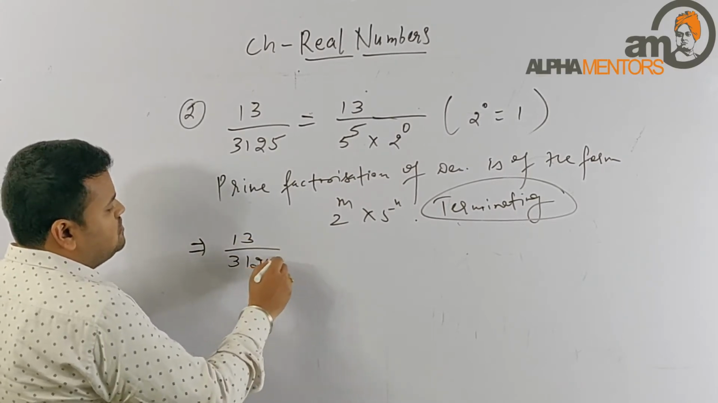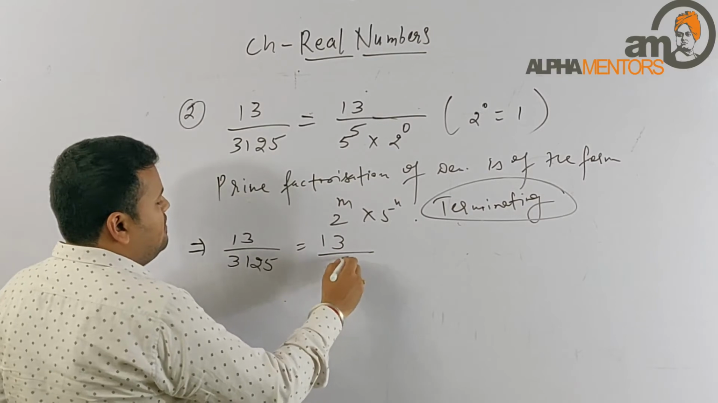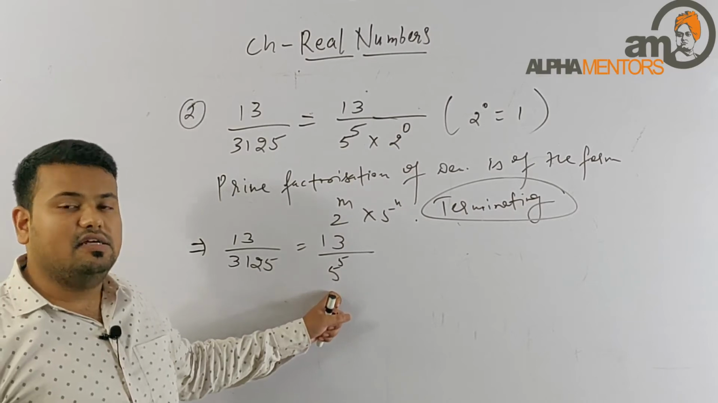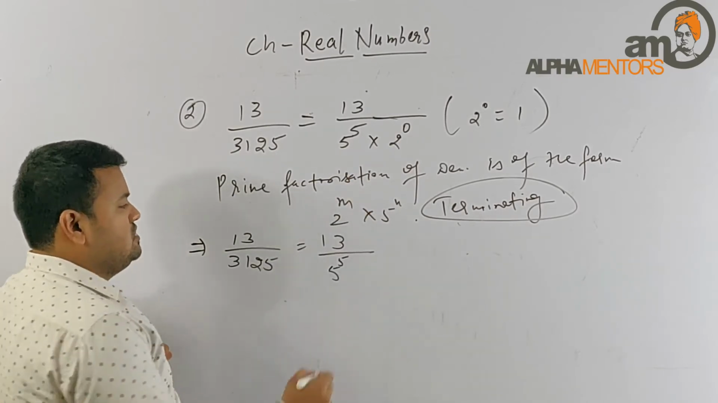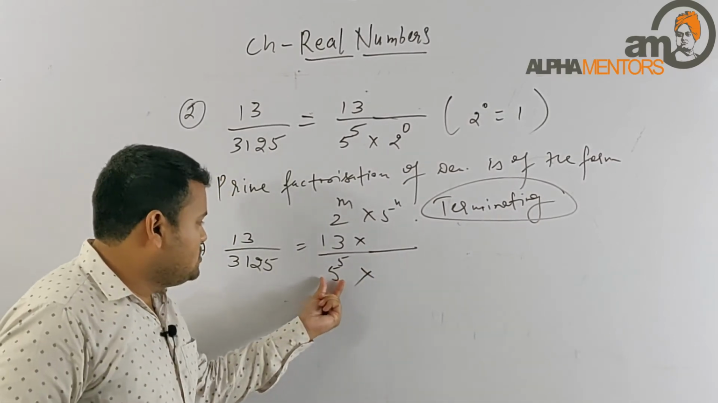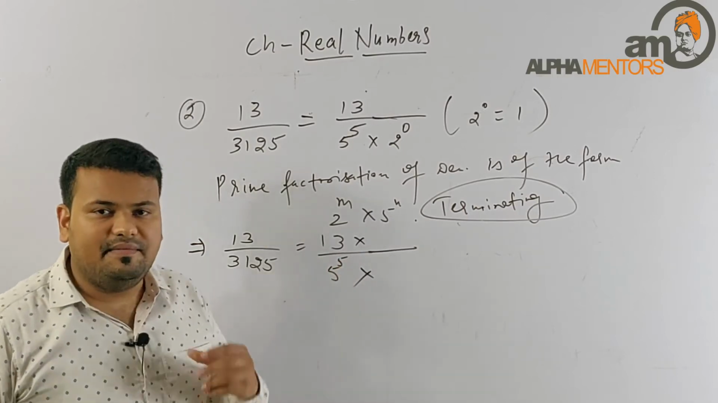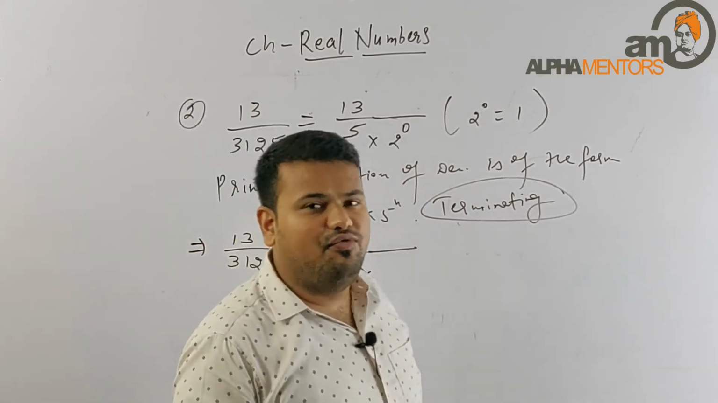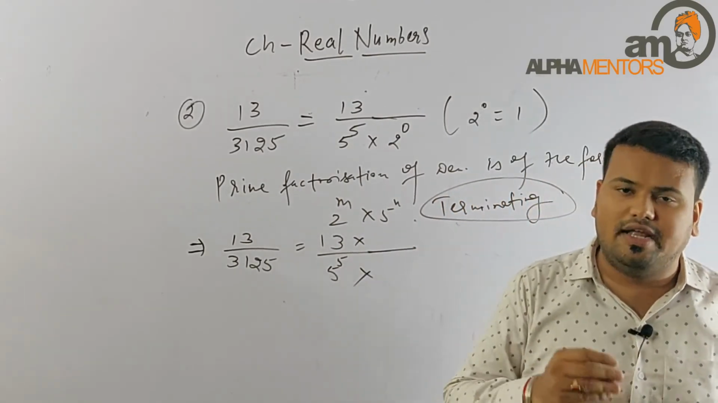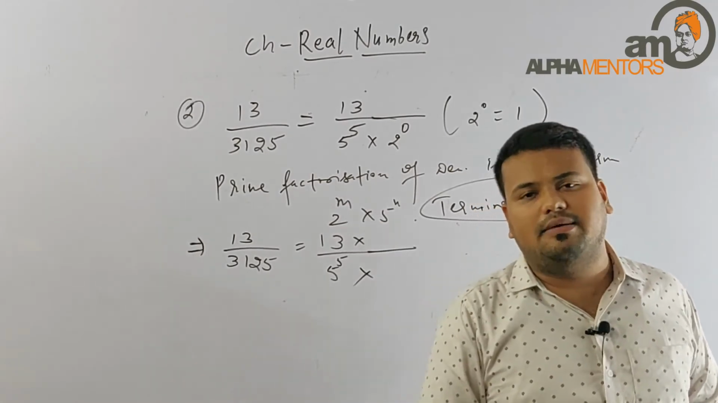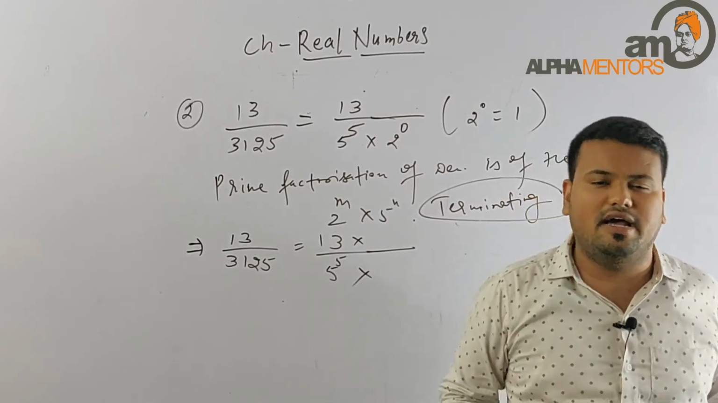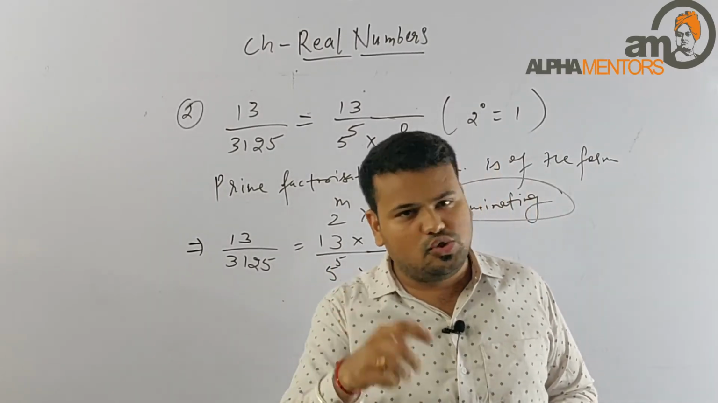So just observe here with me, students. 13 upon the prime factorization of the denominator, which is 5 to the power 5. Now we will get the decimal expansion without division. What procedure do we have to follow? Look students, how many times is the exponent of 5? 5 times. So what you basically have to do is: in the denominator, exactly as many times as the exponent of 5, the exponent of 2 should be the same.